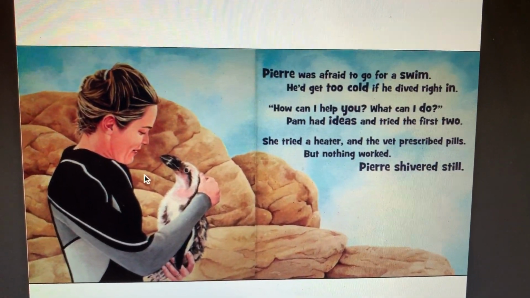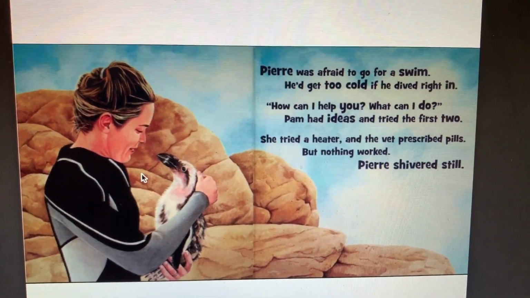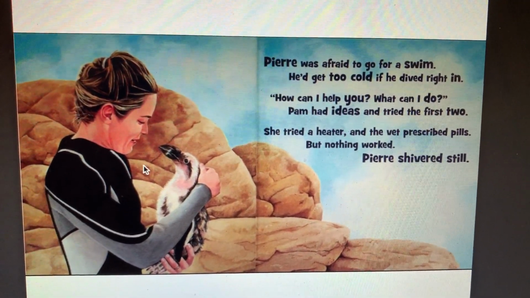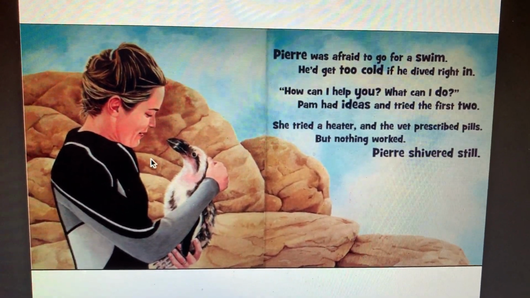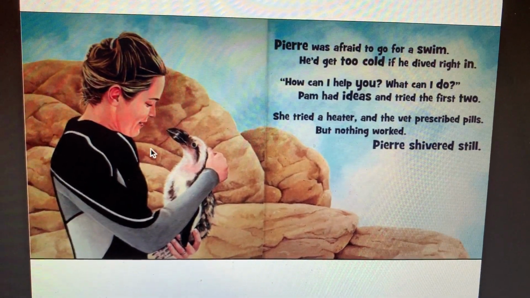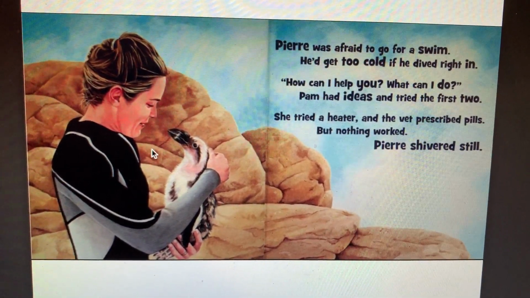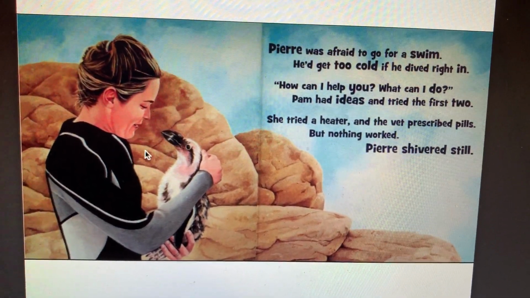Pierre was afraid to go for a swim. He'd get too cold if he dived right in. How can I help you? What can I do? Pam had ideas and tried the first two. She tried a heater and the vet prescribed pills, but nothing worked. Pierre shivered still.